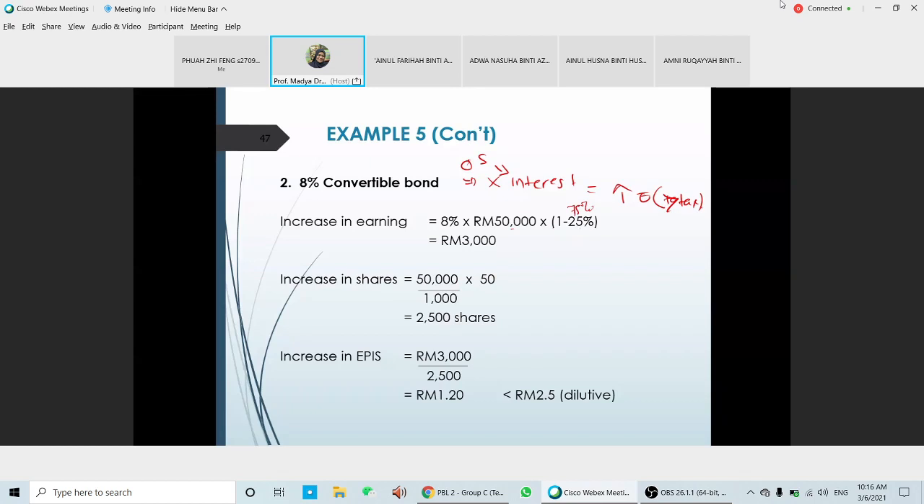And then the increase in shares here, from that 50, divide by 1,000 here. From 1,000 can be converted into 50 units of ordinary shares.